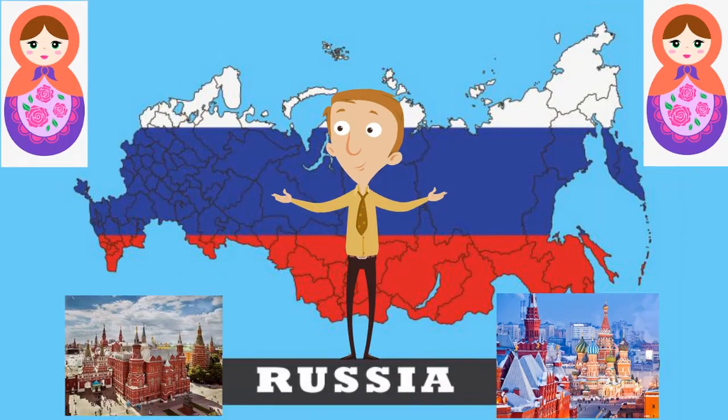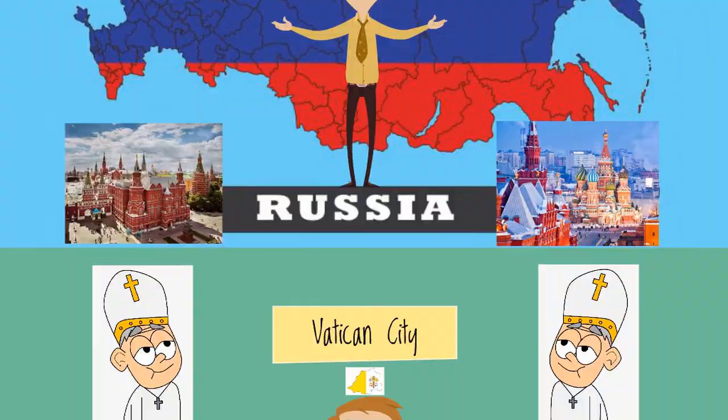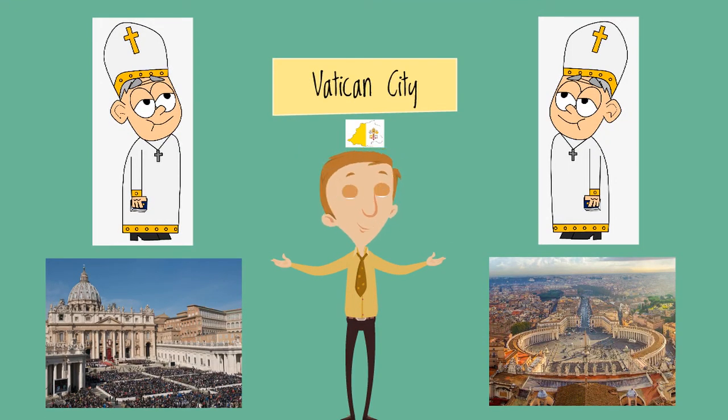Russia is the largest country in the world, with an area of more than 17 million kilometers squared. Europe also has the smallest country in the world, the Vatican City. It only has an area of less than 1 kilometer squared.